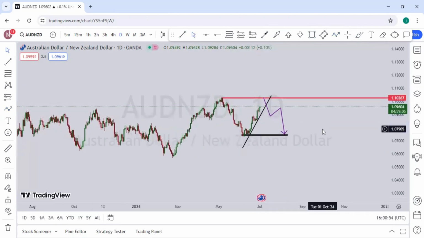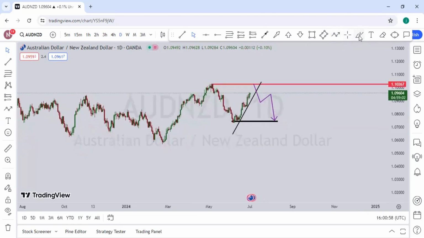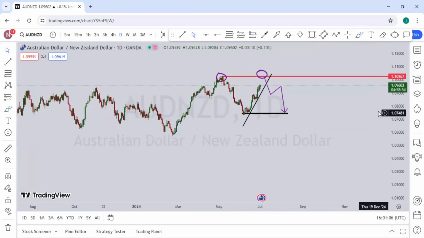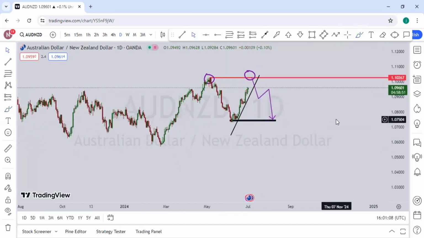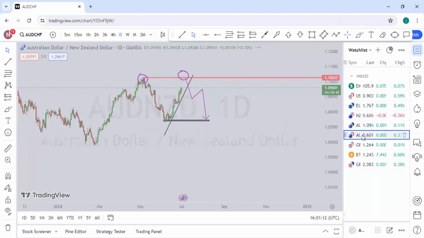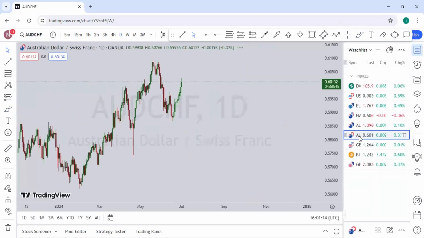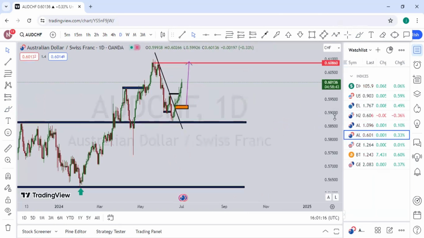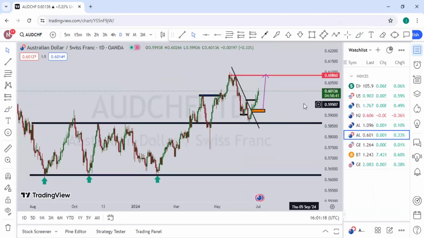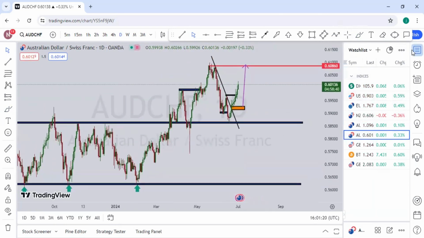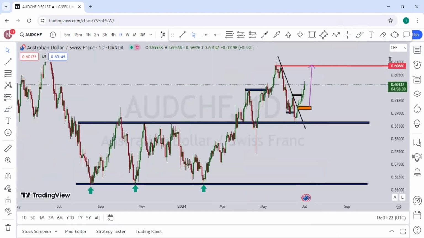I'm expecting to take this trade to the downside from the top here. Now let's wait and see what will happen, let's wait and see what will happen with NZD. So let's go quickly, I don't want to take more of the time. I just want to do this as quickly as possible.